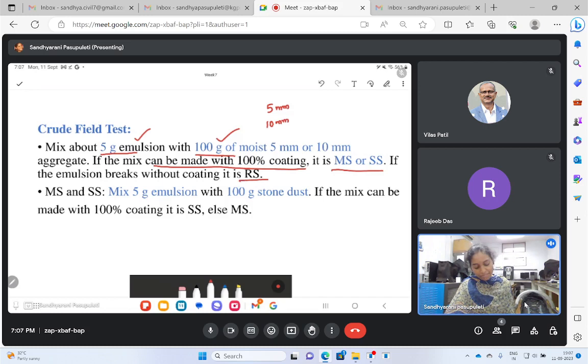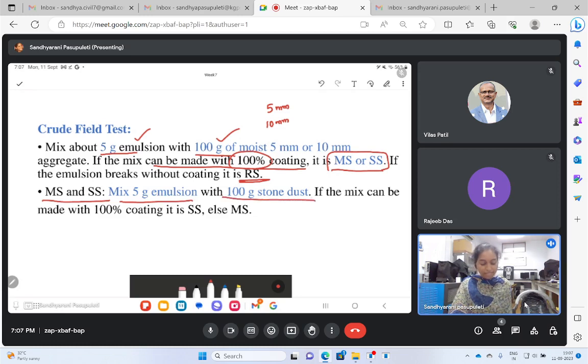In the rapid setting emulsion, the main problem is that it immediately breaks. So we might get sufficient time for coating the aggregate surface or we might not. If 100% coating is done, that means it is either medium setting or slow setting. In order to identify whether it is medium or slow setting, let us take 5 grams of the emulsion.